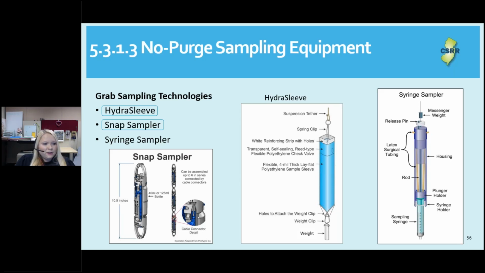These are whole water samples. So the 3 examples are here. I'll focus on the SNAP sampler and HydroSleeve because the syringe sampler was in the previous version of the manual and is not as commonly used. So a SNAP sampler has a module as shown in this figure that contains a bottle with caps on both ends that are left open, and then when the sample is collected, it's spring-loaded and the caps close, and the whole apparatus can be pulled out of a well, and then those bottles can be either submitted to a laboratory if the laboratory can handle them, or they can be decanted into a sample bottle, and then the plastic modules can be reused. They have to be dedicated to an individual well.